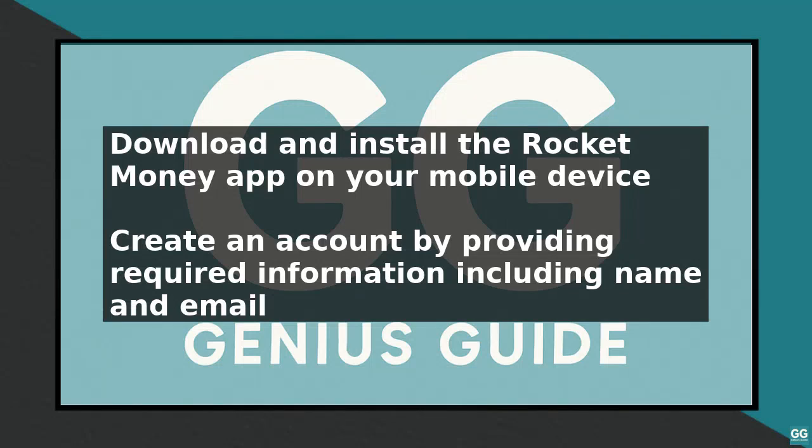To enable Rocket Money bill negotiation, start by downloading and installing the Rocket Money app on your mobile device. Once installed, create an account by providing the required information, including your name, email address, and password.